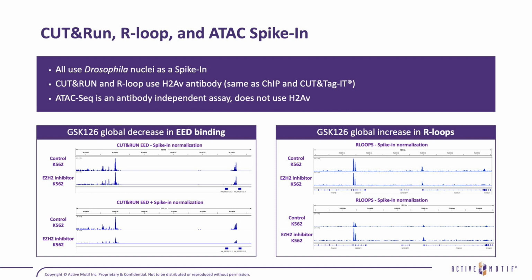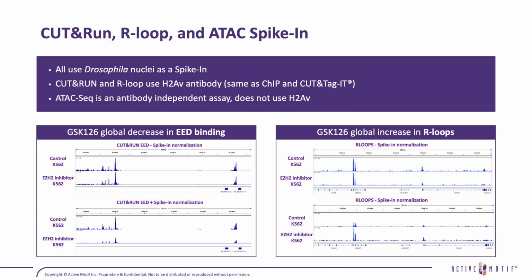For CUT&RUN and R-loop, we also use the H2AV antibody, just like CUT&Tag. But for ATAC-Seq, since this is an antibody-independent method, we don't have to use the H2AV antibody. And so I have the spike-in results for each of those methods in this slide and the following slides.